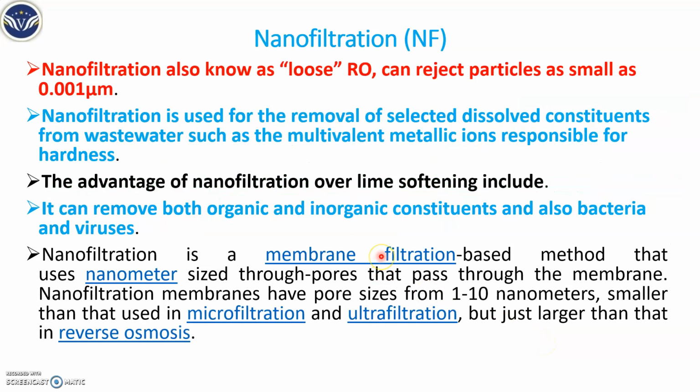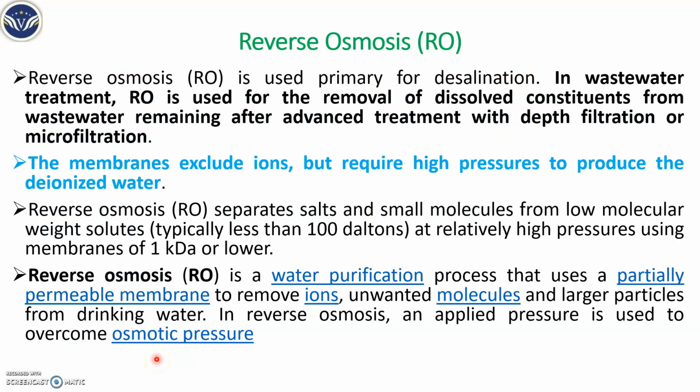Now nanofiltration. In nanofiltration the pore sizes are a little bit smaller than in micro and ultrafiltration. It can remove ions, including metallic ions which are responsible for hardness. It can remove both organic and inorganic compounds. Here the sizes vary from 1 to 10 nanometers. So nanofiltration is smaller in size compared to micro and ultrafiltration, but larger compared to the reverse osmosis process.